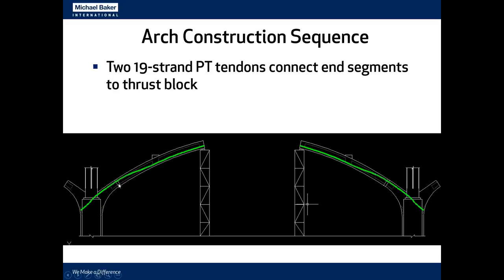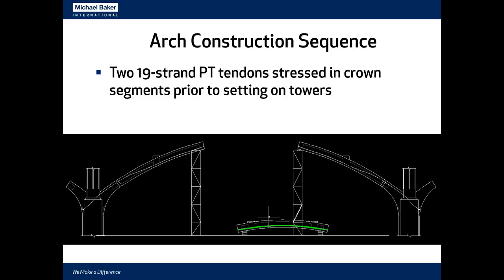Then closure pours are poured between the end segments and the pier base, and two 19-strand post-tensioning tendons are tensioned from the pier base through the end segment. Because at the time these tendons are tensioned, the arch is not yet a fully fixed arch from end to end, it's able to deform under the load of this post-tensioning. So we're able to lock in beneficial moment, opposite in sense to the dead load moment we're trying to counteract, before the arch becomes fully fixed and continuous.